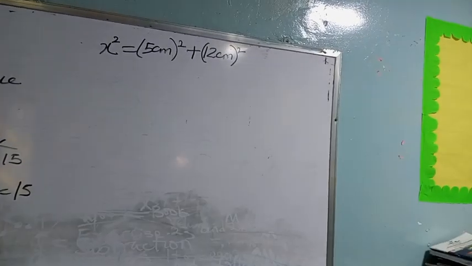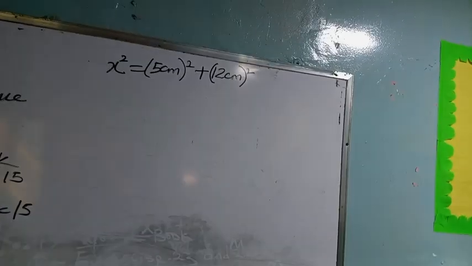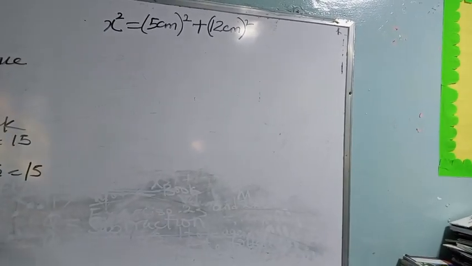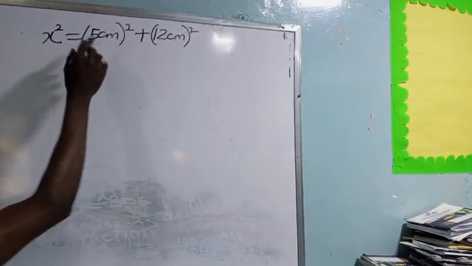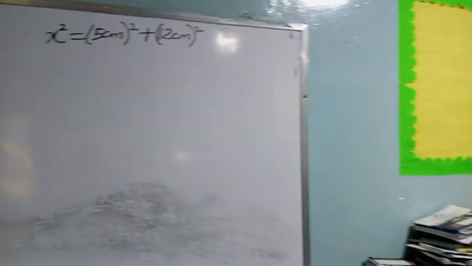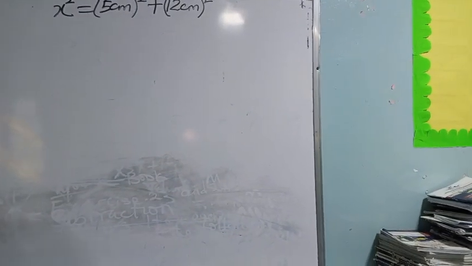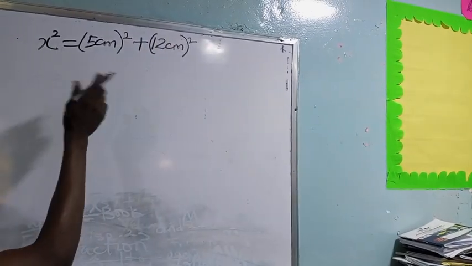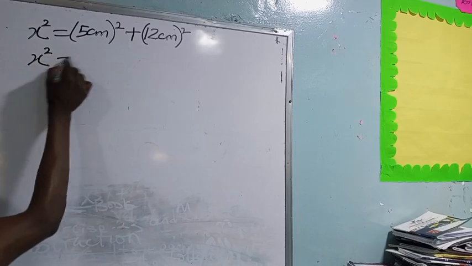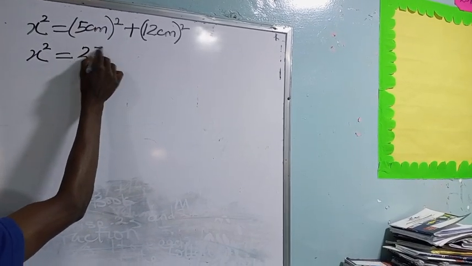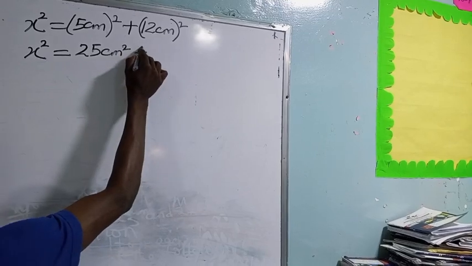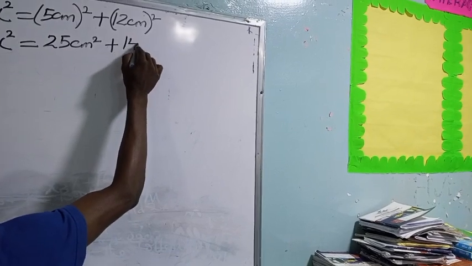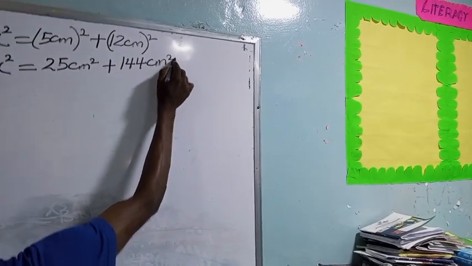But if one of these two sides is not given, either the opposite or adjacent is not given, and you have the hypotenuse, the sign will not be plus, it's going to be minus. But when you have the two sides, adjacent and opposite, we add the square of the two sides together and find the square root. So therefore you have x squared equal to 25 centimeter square plus 12 squared, which is 12 times 12, is 144 centimeter square.